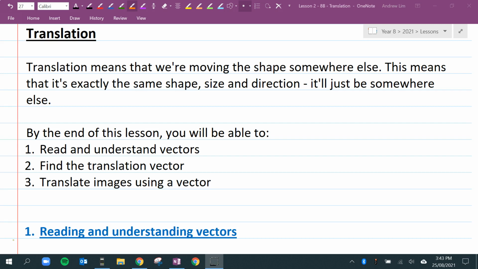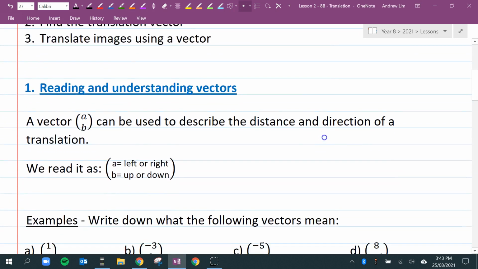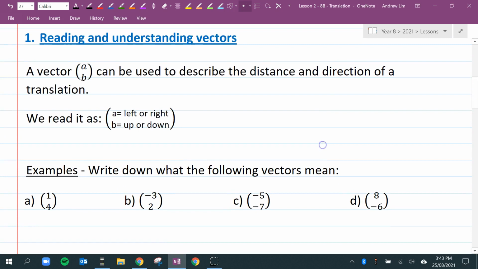So by the end of this lesson, you'll be able to read and understand vectors, find a translation vector, and translate images using a vector. So let's have a look at part 1 of this lesson.